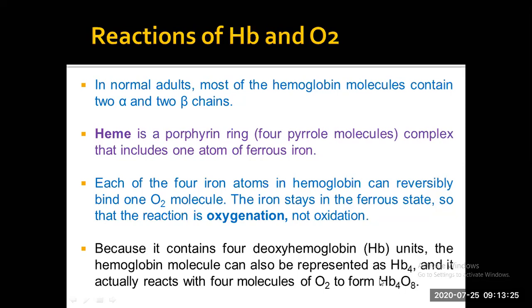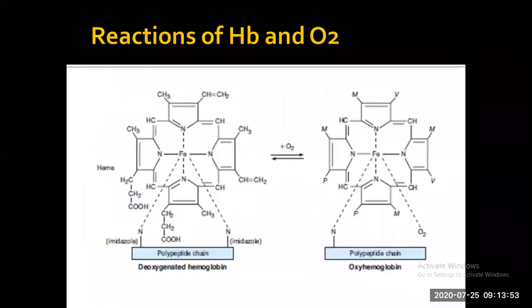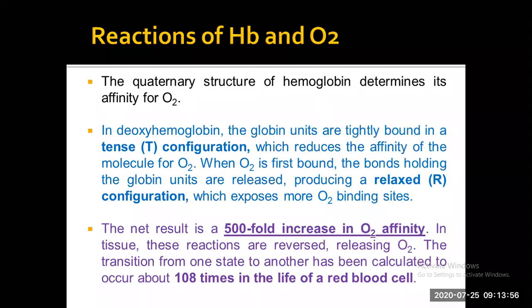HB4O8. This is the transformed formation of hemoglobin. This is called oxygenated hemoglobin, and this is called deoxygenated hemoglobin. Whenever you see HB4, that means this is deoxygenated hemoglobin. Whenever you see HB4O8, this is called oxygenated hemoglobin. So this is the formation structure of hemoglobin, and the quaternary structure.